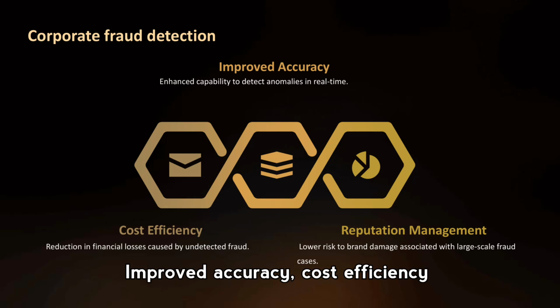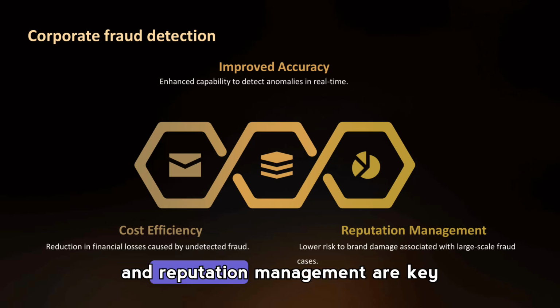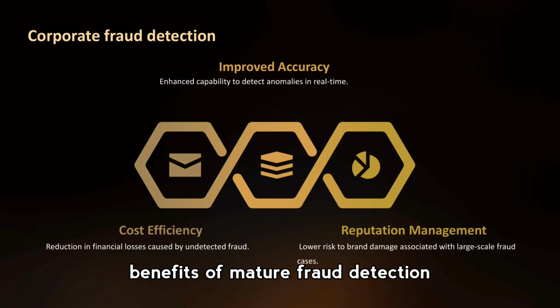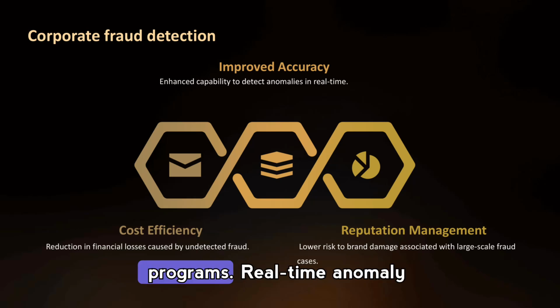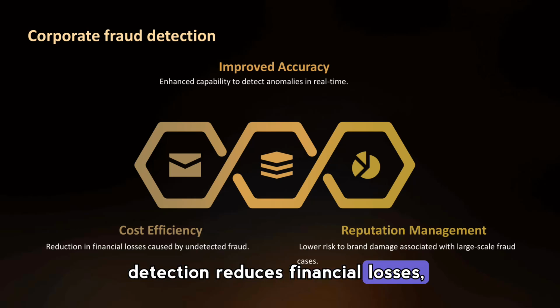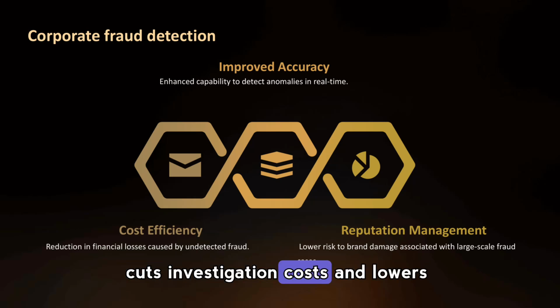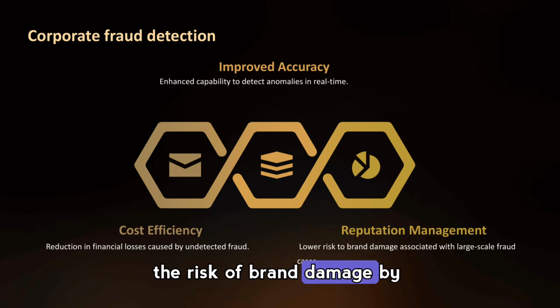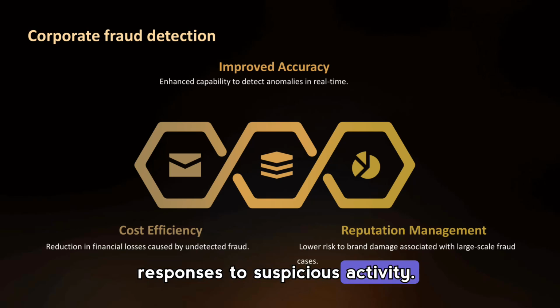Improved accuracy, cost efficiency, and reputation management are key benefits of mature fraud detection programs. Real-time anomaly detection reduces financial losses, cuts investigation costs, and lowers the risk of brand damage by enabling faster, more precise responses to suspicious activity.